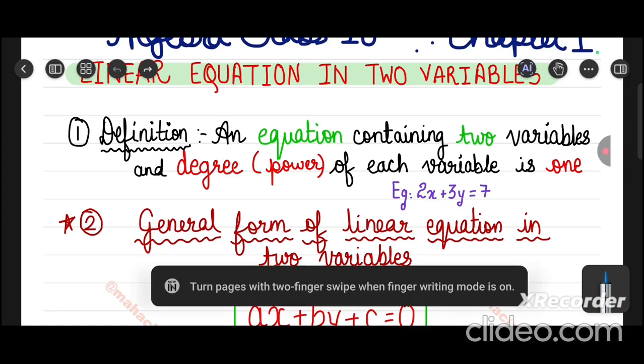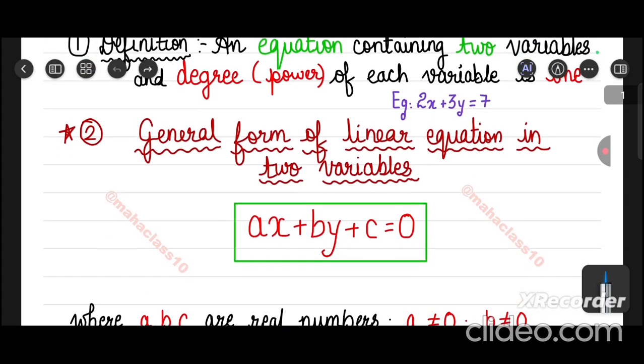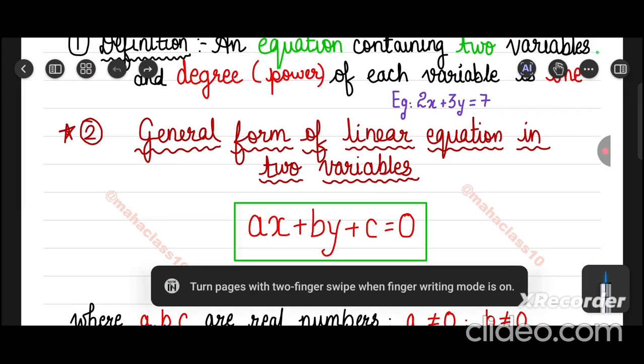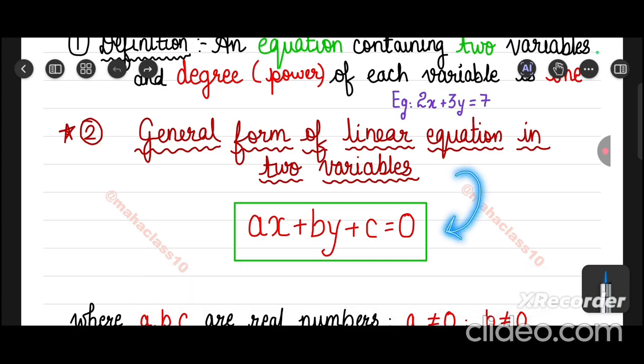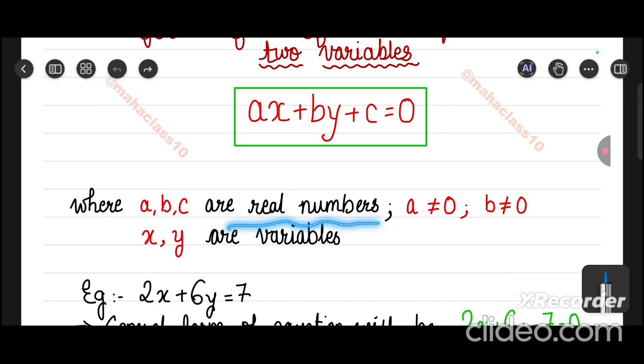Here we have two variables x and y, and the degree or power of each variable is 1. The general form of a linear equation in two variables is given by ax plus by plus c equals 0, where a, b, c are real numbers, and a and b are both not equal to 0. A is not equal to 0 and b is not equal to 0, and x and y are variables.